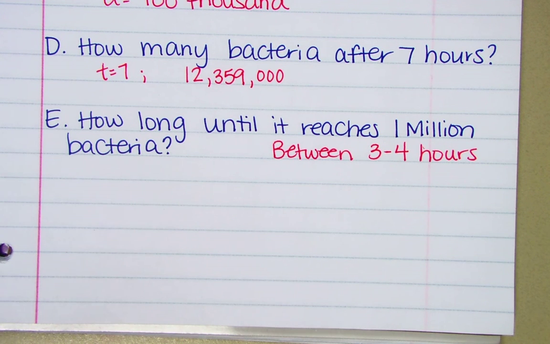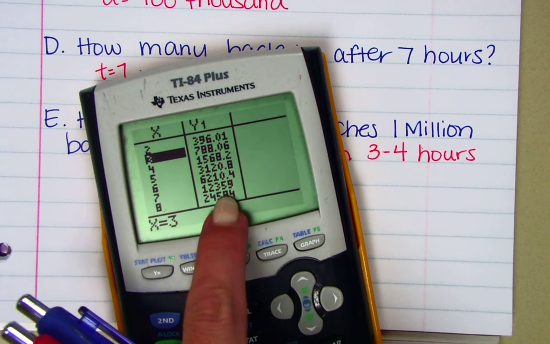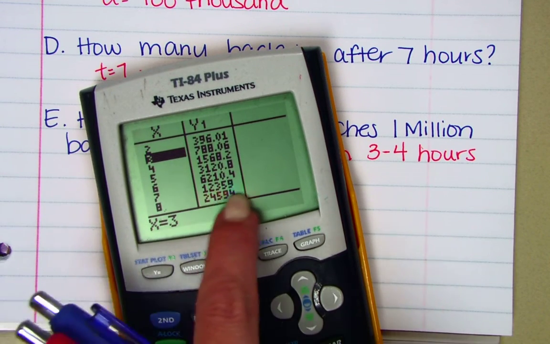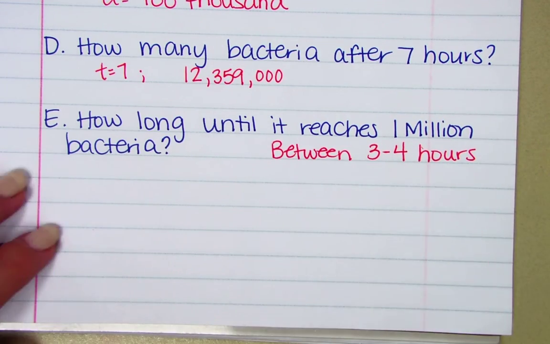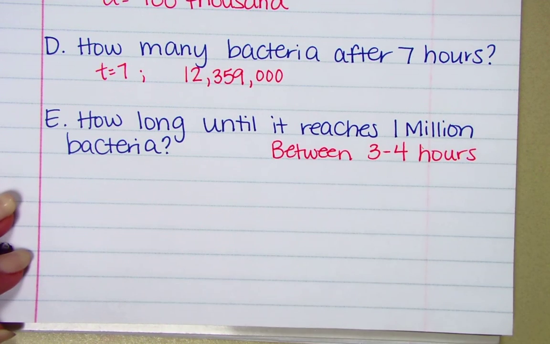But you have to watch out on the ones where it says in thousands, because then the table just doesn't have enough space for a million zeros. You know what I mean? It'll run out. Any questions?